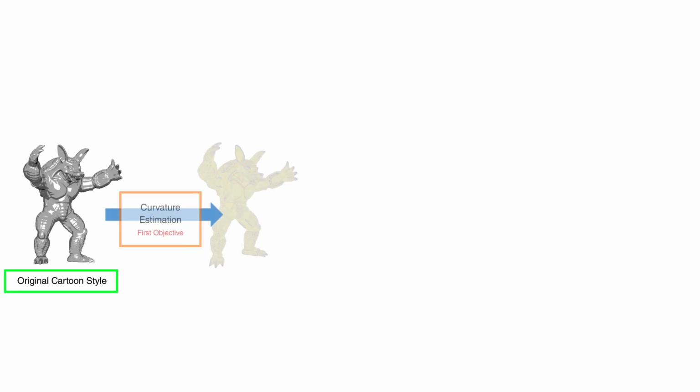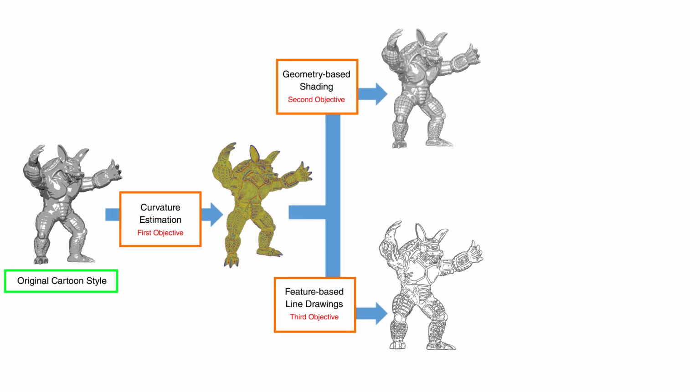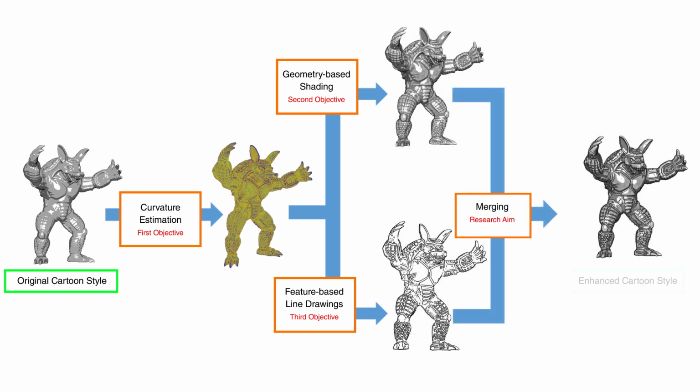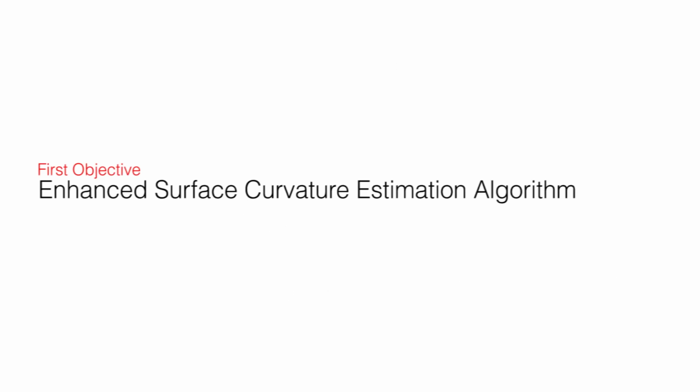This research introduces a new framework to enhance NPR shape depiction, taking into account the combination of shading and lines with respect to surface geometry features. The first step in our NPR framework is to estimate the surface curvature.